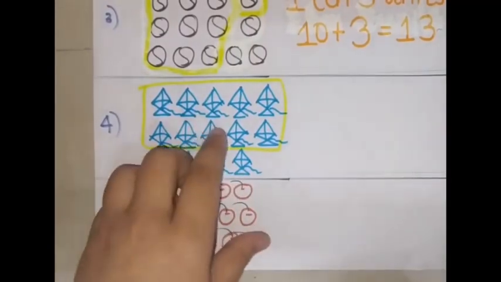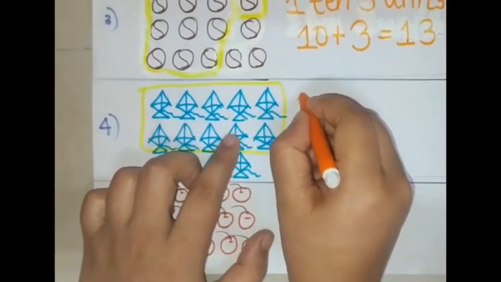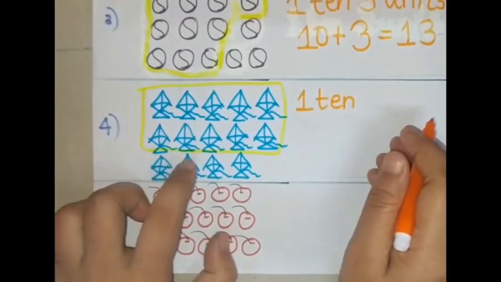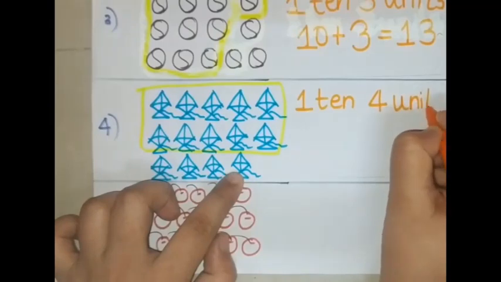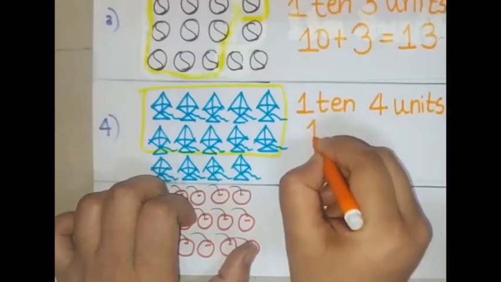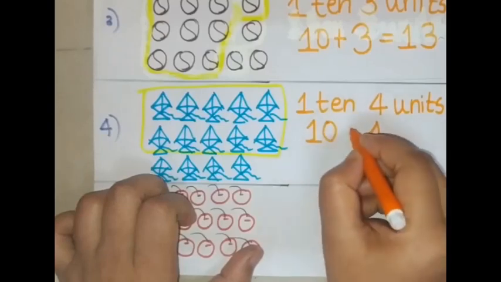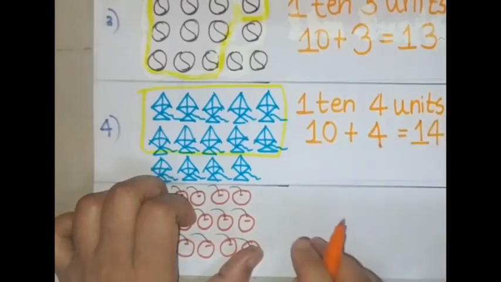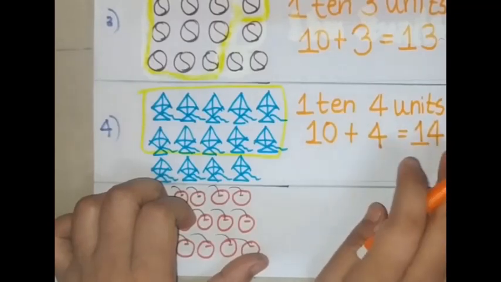And we have got here one group of 10 kites. So one group of 10 kites means 1 ten. And the remaining kites are 1, 2, 3, 4, so 4 units. So 1 ten and 4 units. 1 ten means 10 and 4 units means 4. So 10 plus 4 will make 14. So 10 and 4 make 14.